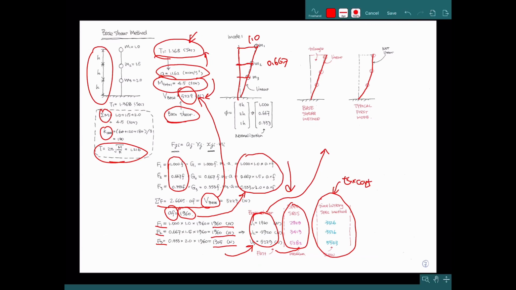In the next lecture, Rachel will introduce more calculation methods for the MDOF system, so you can compare them to the base shear method we introduced here.